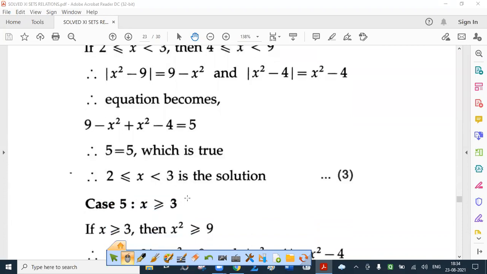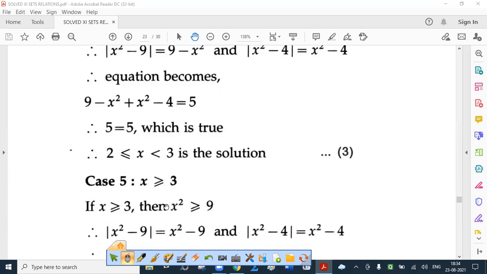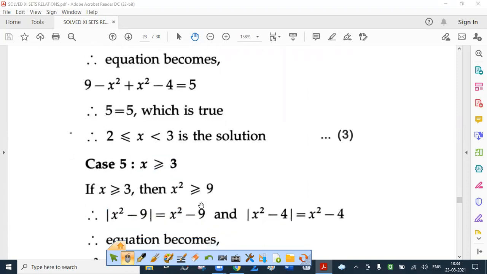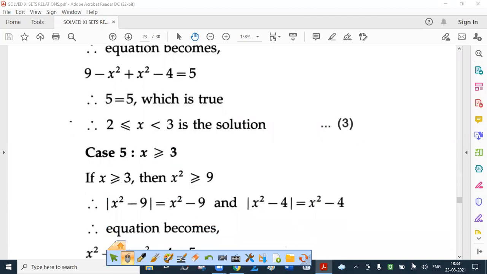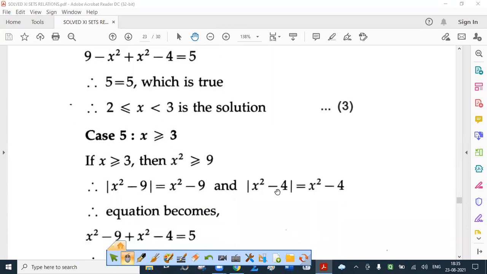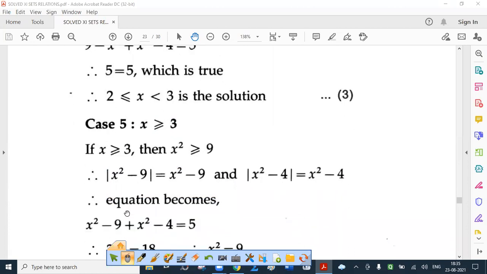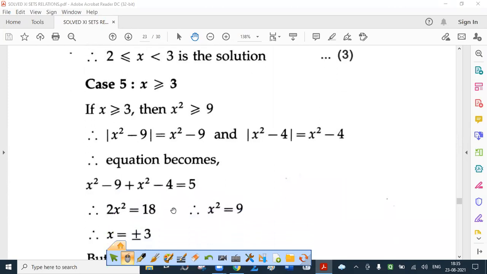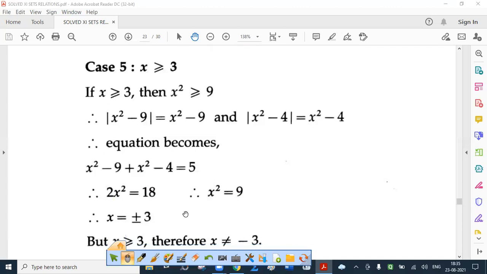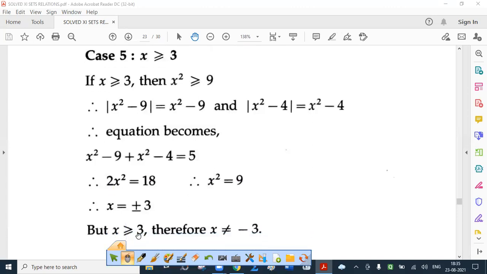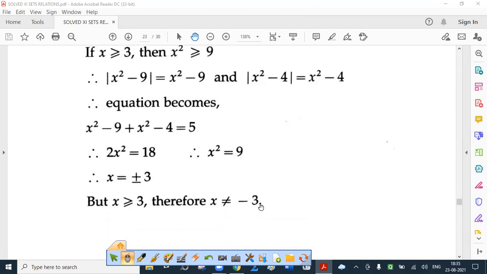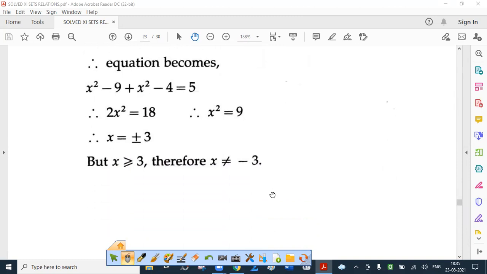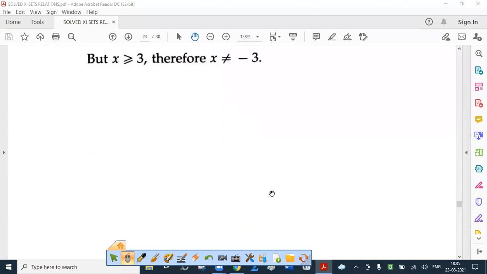And the last case, x is greater than or equal to 3. So in that case, x square will be greater than or equal to 9. So mod of x square minus 9 is simply x square minus 9. Mod of x square minus 4 is simply x square minus 4. So the equation becomes x square minus 9 plus x square minus 4 equal to 5. 2x square equal to 18. x square equal to 9. So x equal to plus minus 3. But x is greater than or equal to 3. So we have to discard minus 3. So x equal to 3 is the solution.